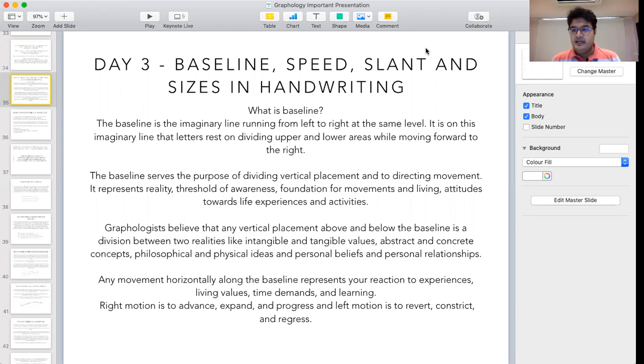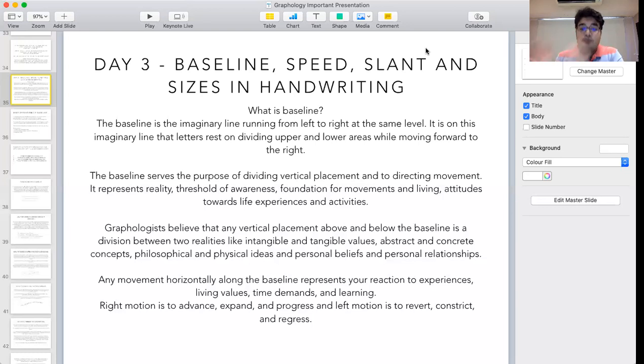So graphologists believe that any vertical placement above and below the baseline is a division between two realities, like intangible and tangible values, abstract and concrete concepts, philosophical and physical ideas, personal beliefs and personal relationships. Any movement horizontally along the baseline represents your reaction to experiences, your living values, your time demands, and your learning.